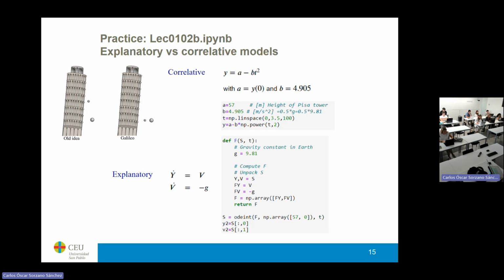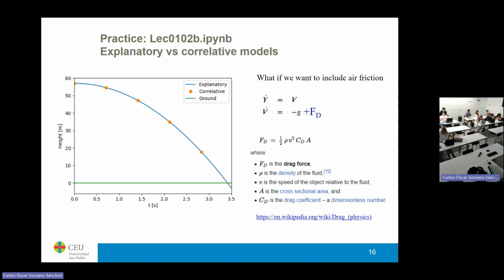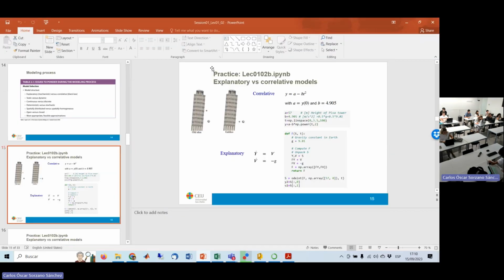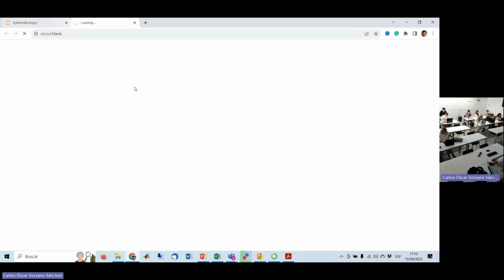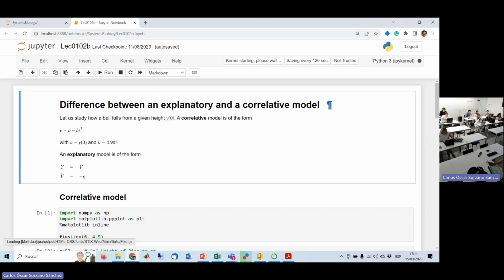So now the state of the object is defined by two things, the position and the velocity. Okay? And then you have to integrate it, and you get the result. Yeah, here we have the result. Let us go to the code. So we go to here. So I will close this one, and we open this one. Okay, so here we are.